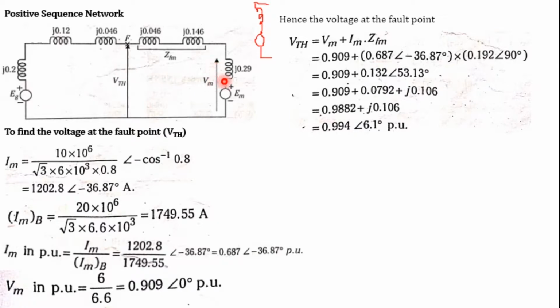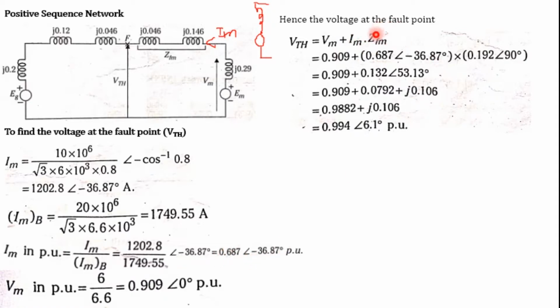Here this is the Vm value, and what is the drop across this point? So what is the current flowing from the motor side? Multiply Im into ZFM, and with the Vm value, we will get the VThevenin value. To calculate this VThevenin value means the fault voltage at the fault point. Where is the fault point? At the middle of the transmission line. So Vm value is 0.909 we got. The Im value in per unit we already got, this is 0.687.